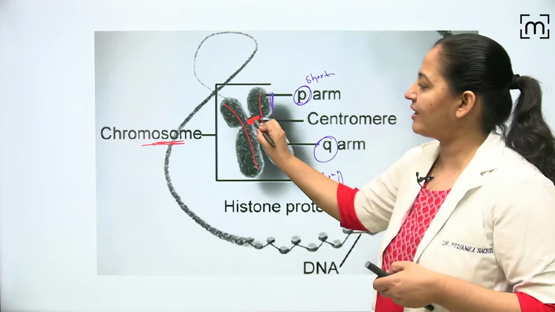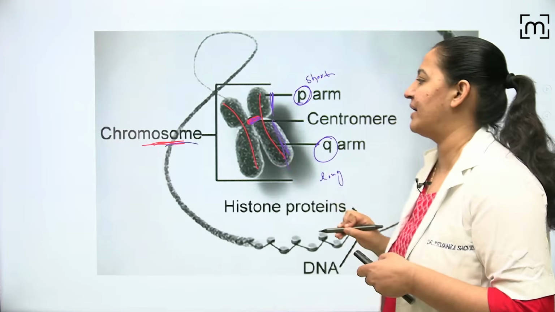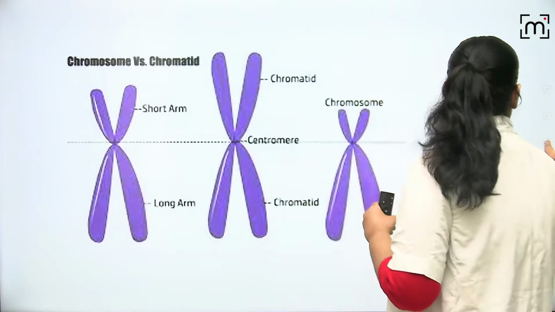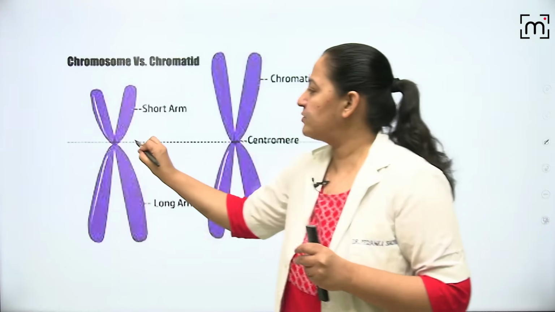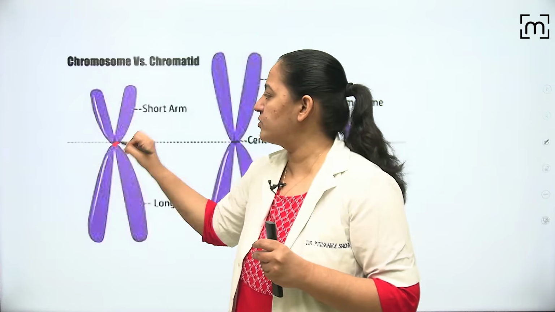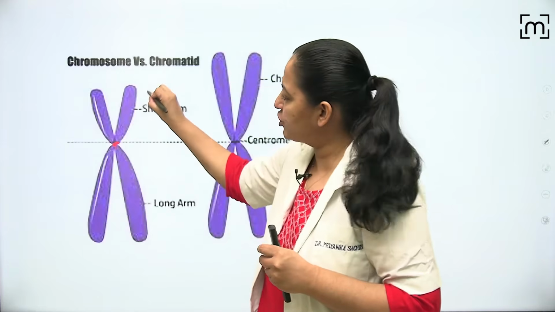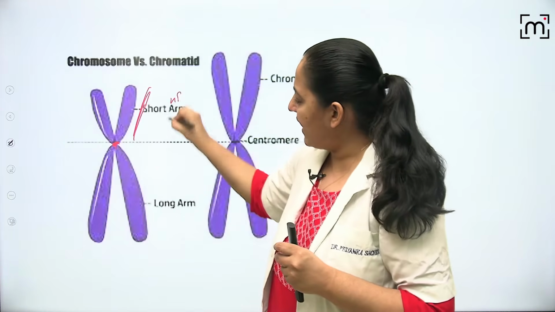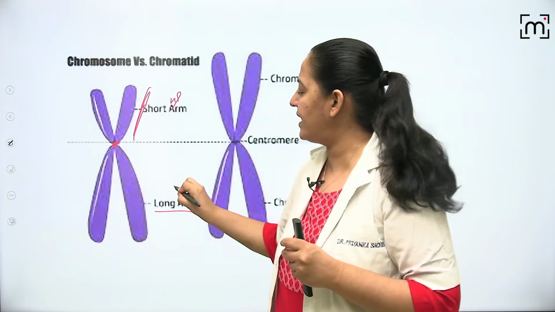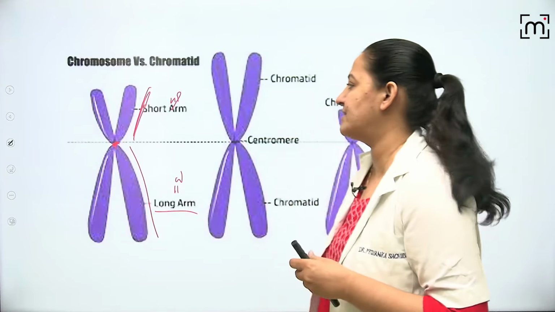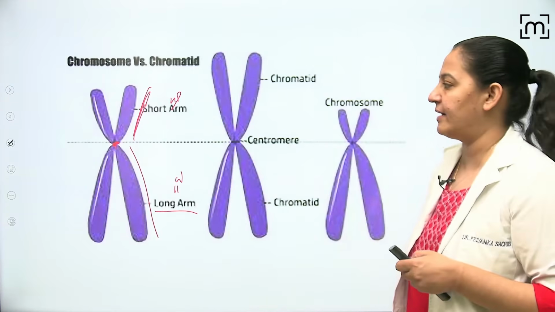This central dot-like structure is known as centromere. In this diagram also you can appreciate the centromere. This is the centromere dividing the chromosome into arms. This is the short arm which is known as P and this is the long arm which is known as Q. So short and long arms, the P and Q, are present.